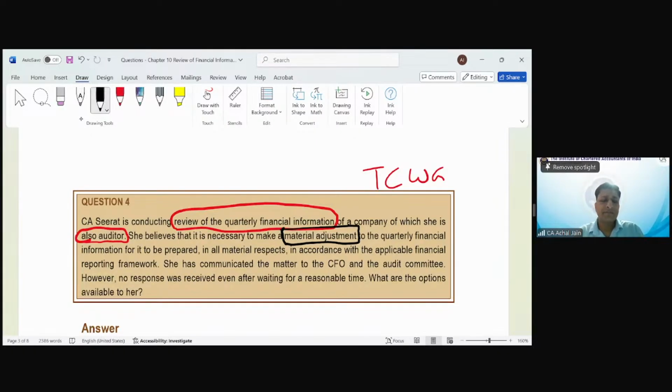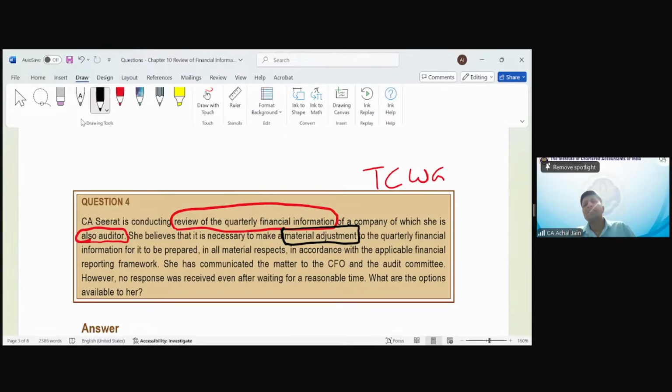Anyone else? Quickly. Please, anyone else? Any more thoughts? No, sir. So what are your thoughts then? Then it's the same, sir. It will modify the report, or otherwise it will withdraw.